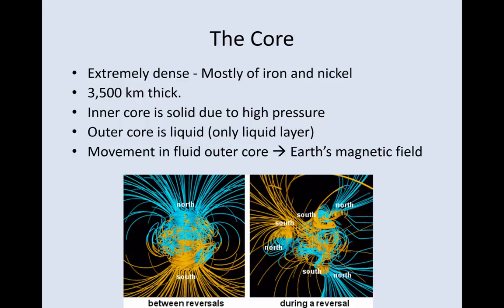And it's in this outer core that we actually see some fluid movement, or we hypothesize some fluid movement that's responsible for the changing of Earth's magnetic field. You can actually see the images at the bottom are some computer models of how some of that fluid movement might take place as Earth's magnetic field reverses periodically.